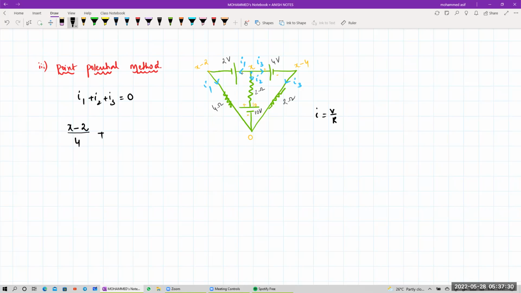So how to write the value of I2? The potential here is x, and here the potential is 10. So I2 I can write as x minus 10 divided by the resistance, which is 2. Then I3 means this one. So how much is it? x minus 4, divided by 2, and that must be equal to how much? 0.